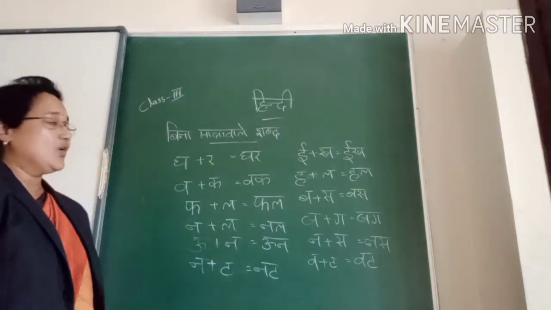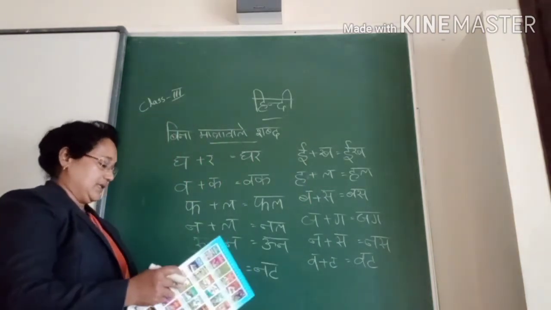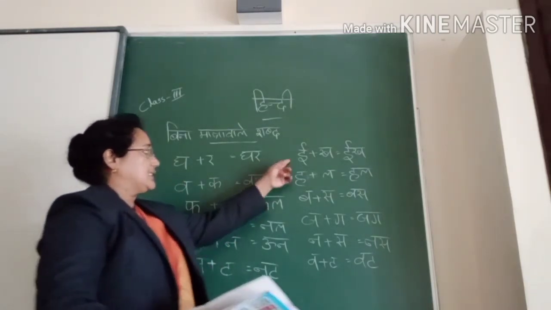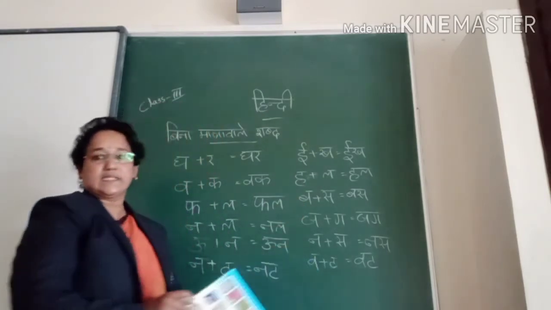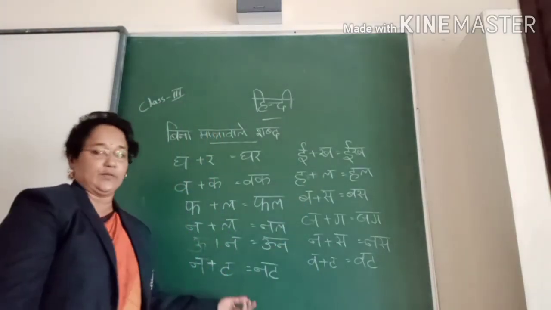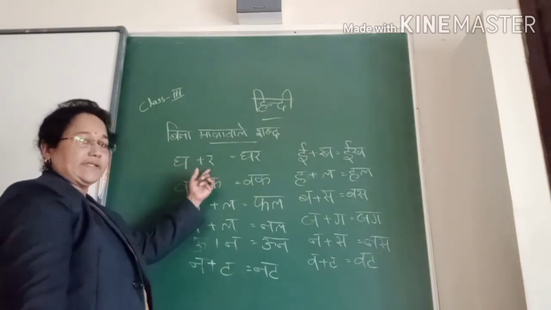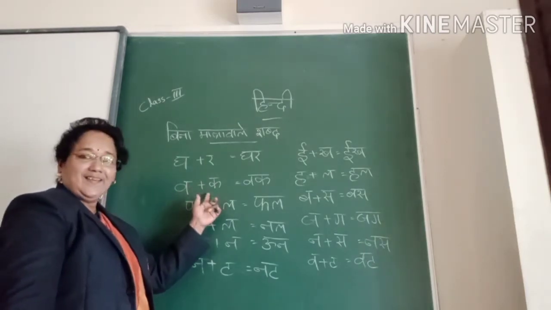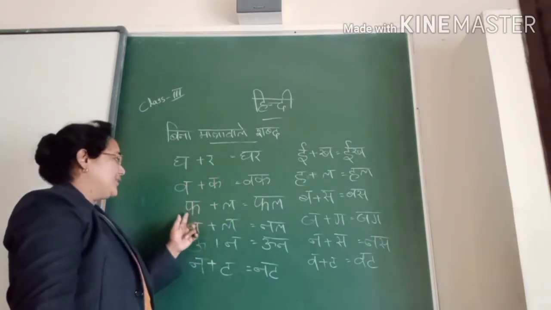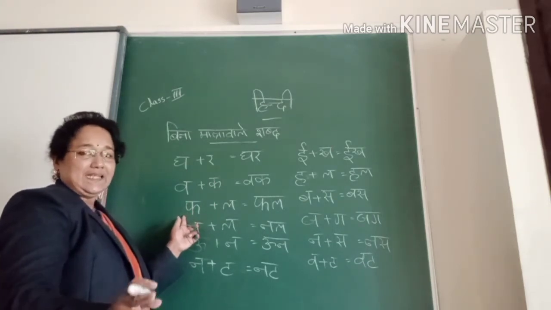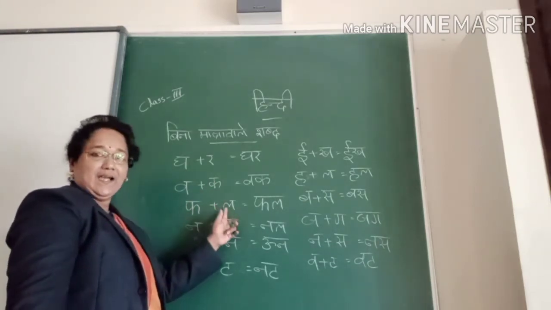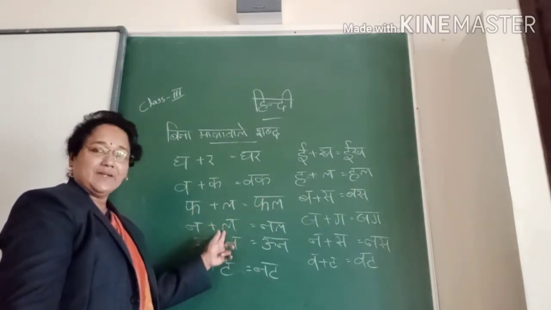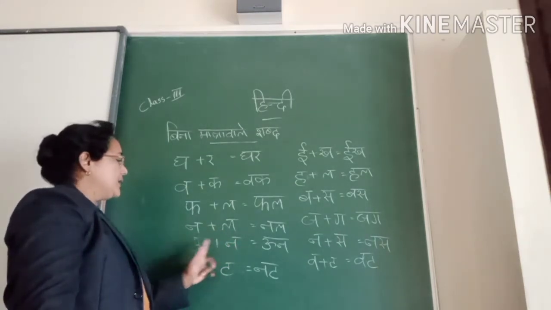So, two-letter words, so many I wrote here. I wrote 1, 2, 3, 4, 5, 6, 7, 8, 9, 10, 11, 12 words. What is in your reader, that full I wrote. I will read now. Kha plus ra. What is it? Khar. Va plus ka, vak. Very good. You can touch your fingertip in the reader and listen. Okay. Pa plus la, phal. Very good. Na plus la. What will come? Nal.